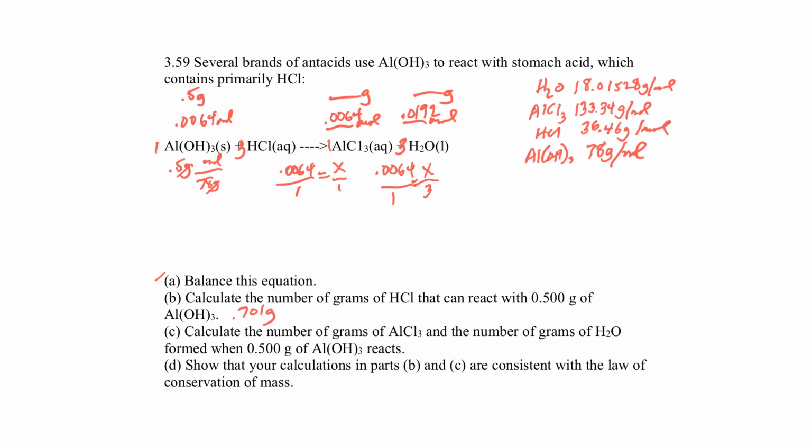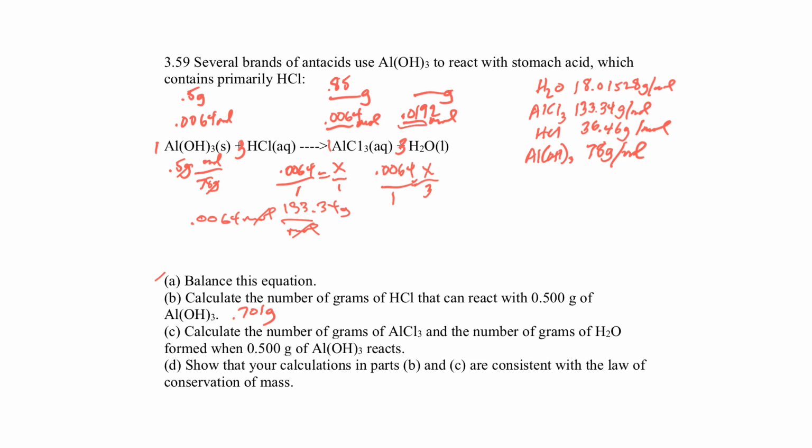All right, now let's go back to the AlCl3. This is 0.0064 moles of AlCl3. And the AlCl3 is 133, so for every mole, there's 133.34 grams. Moles cancel, so 0.0064 times 133.34. Okay, this gives me 0.85 grams.